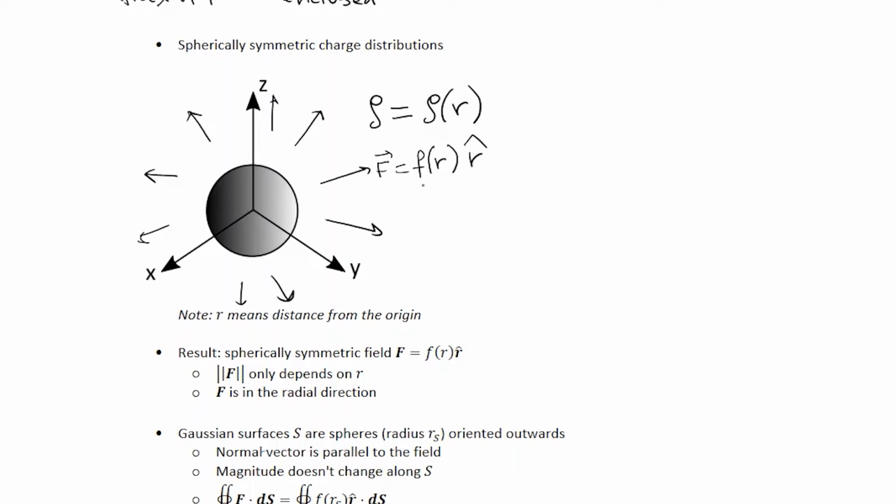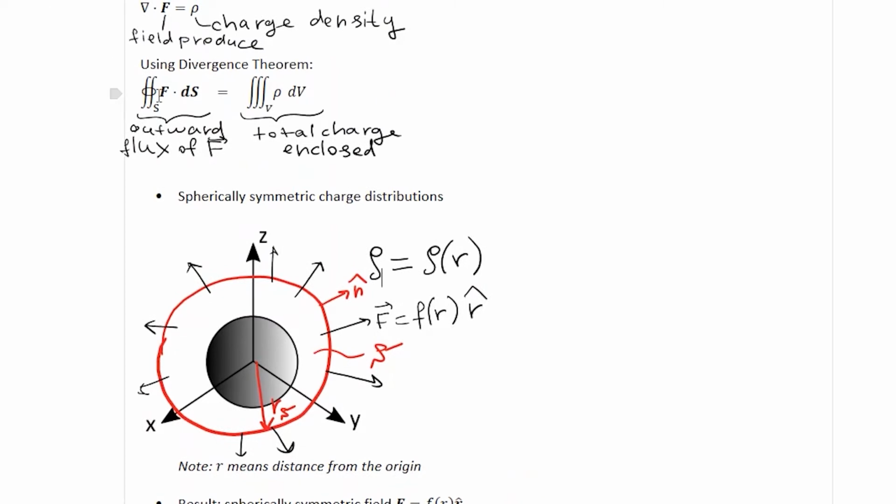Now, if f of r is negative, then the field is going to be converging on this sphere that I've shown here. Gaussian surfaces, which is this surface S here, that are good for this kind of problem would be spheres. The reason they are a good choice is that the vector field F is parallel to the normal vector of the surface, and also the magnitude of this field is constant everywhere on this surface. So the flux integral calculation on the left-hand side becomes much simpler. Let me show you.